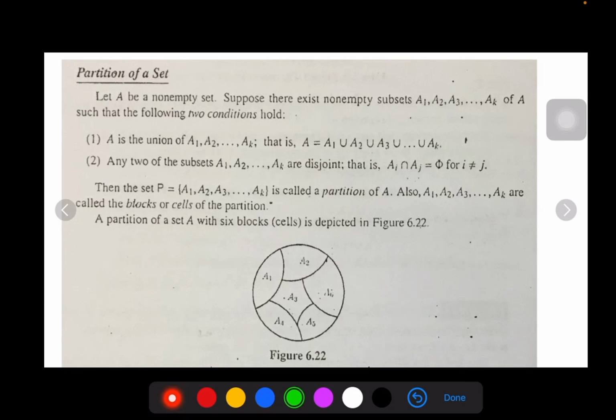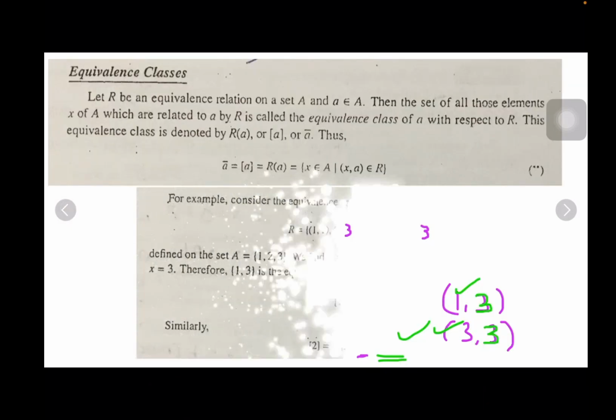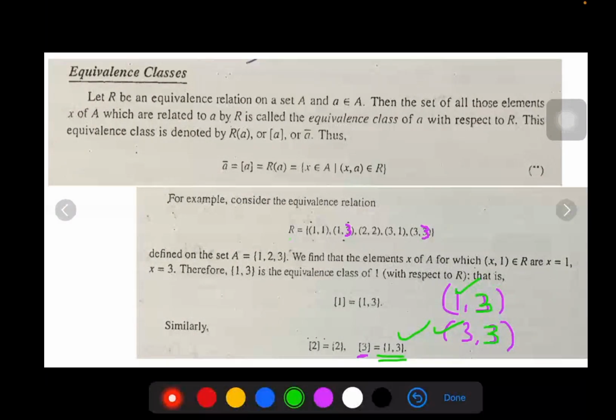Okay. Moving on to partitions. In a similar way, there are several problems in the textbook. Here I had taken an example of a relation which is of the form of ordered pairs. A diagram could be given, or a matrix could be given to you for finding the same thing.